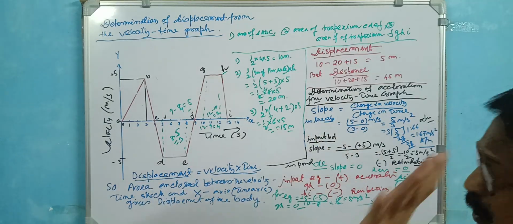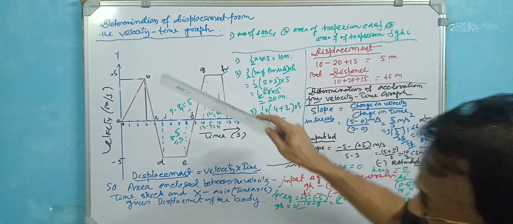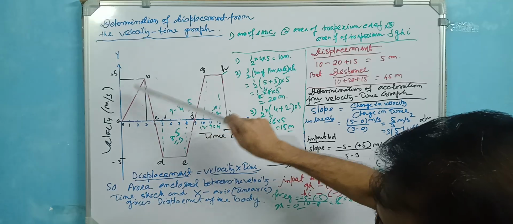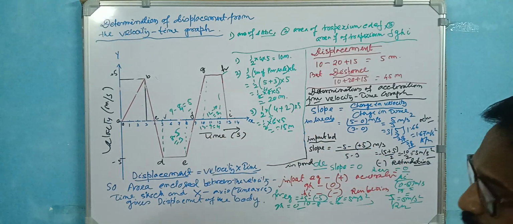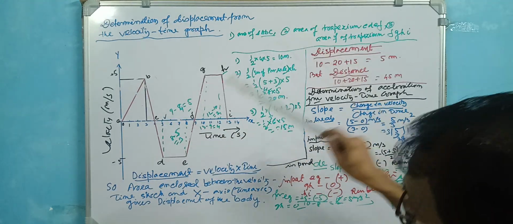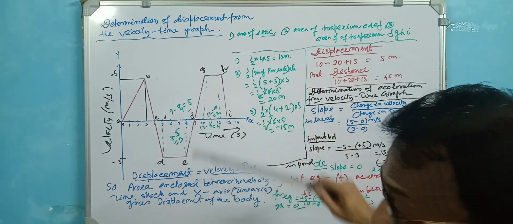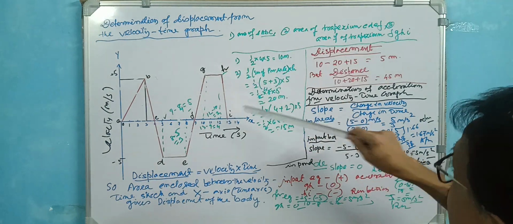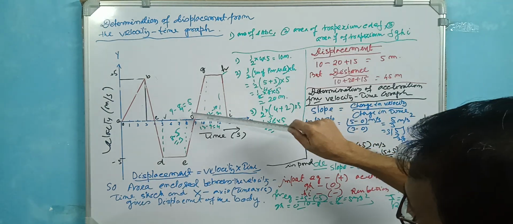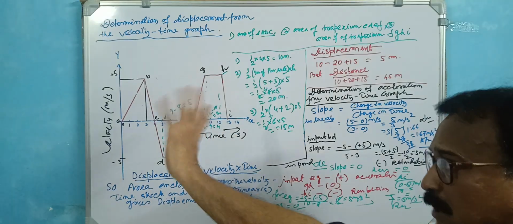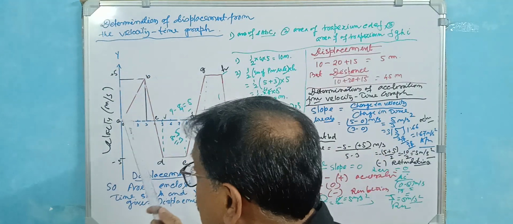You know, what are the different types of area there? First, the area of ABC, which is a triangle. Number 2 is a trapezium, that is CDEF, a trapezium. Here is also a trapezium, FGHI. So there are 3 geometrical figures. Now what is the area of each?